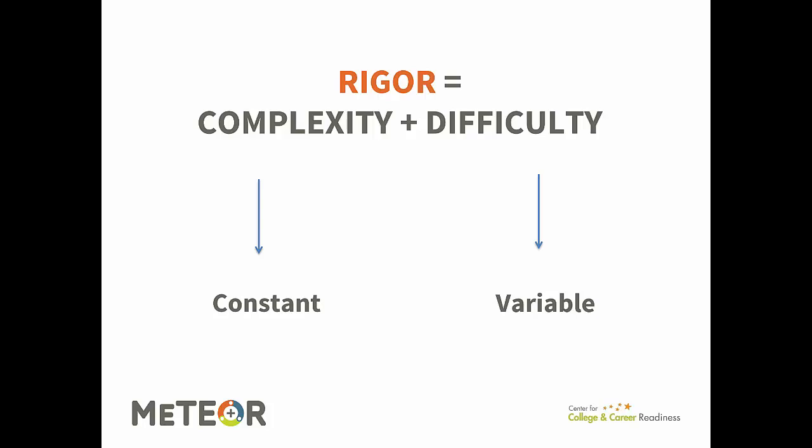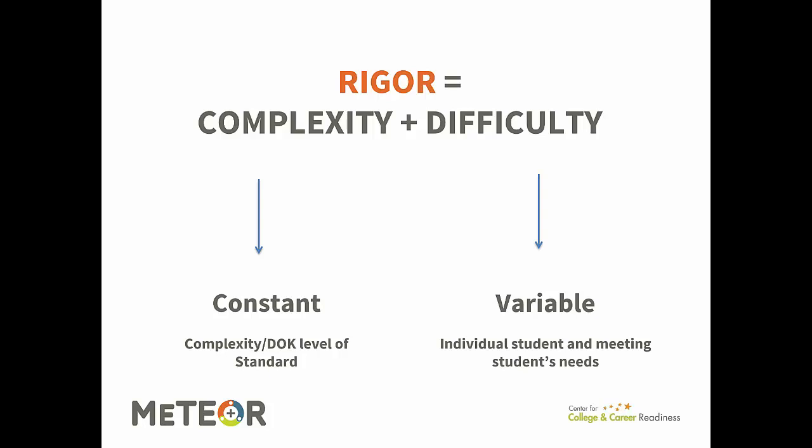Let's break this down even further. Complexity, the constant, is the depth of knowledge level of the standard and/or the level of thinking that is required by the student to show proficiency. And difficulty, the variable, is about the individual student and meeting the student's needs. It is the skills and tools that each individual student brings to the task. The teacher can support students with various strategies, including addressing various learning styles and scaffolding learning experiences. The key here is that as educators, we must look at each individual student and stretch each student.